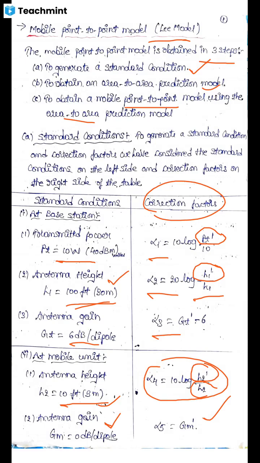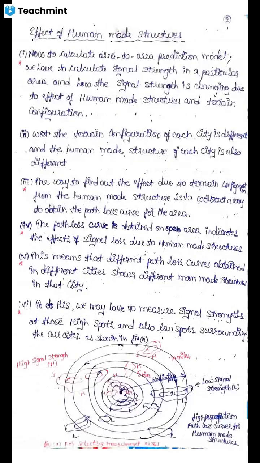Now coming to the area-to-area prediction model. This area-to-area prediction model can also be said to be the effect of human-made structures. It means here I am calculating by using the area-to-area prediction model the signal strength in a particular area, and how the signal strength is changing due to the human-made structures or terrain configurations around the base station.